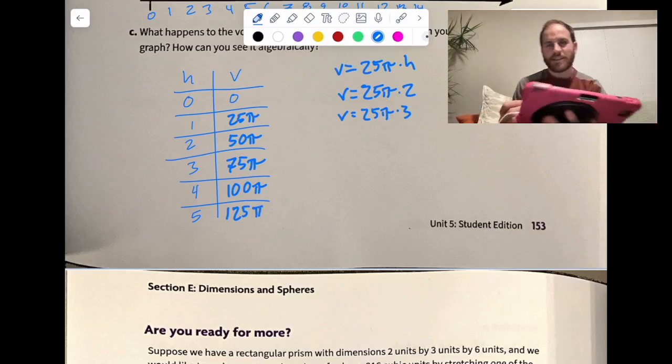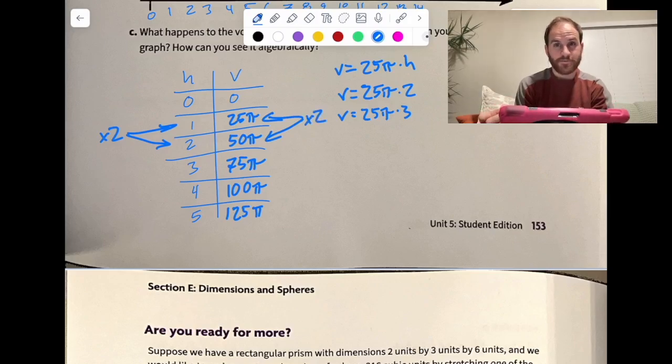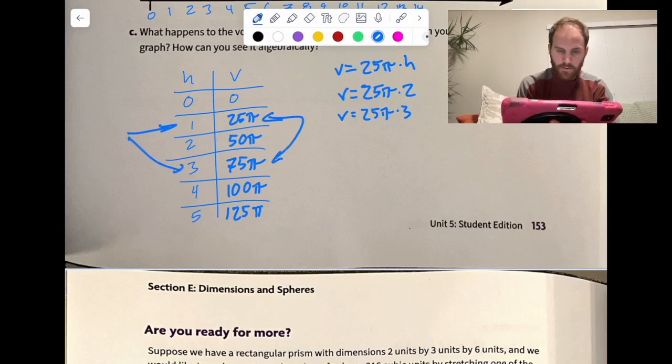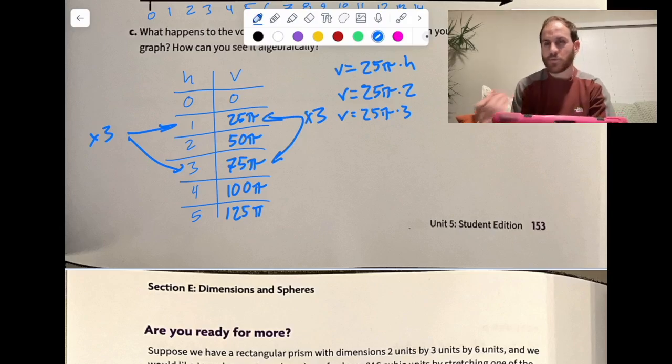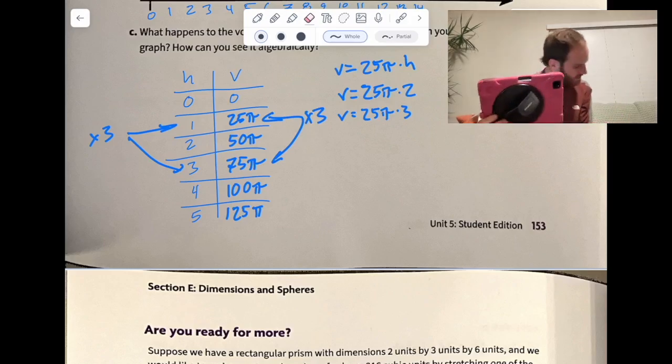Here we can start to see this relationship. If we multiply our height by 2, then we're also multiplying the volume by 2. This works for any of these points. If we multiply the height by 3, then we're also multiplying the volume by 3. Isn't that right?